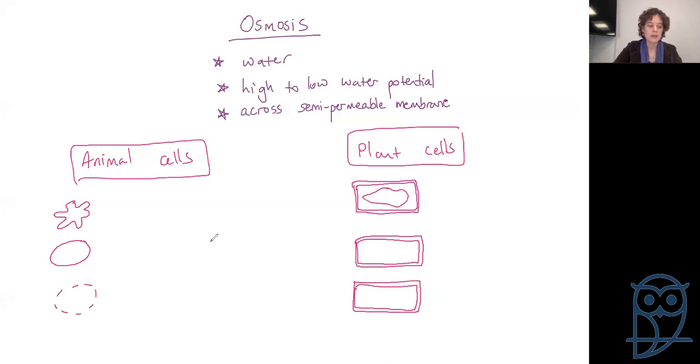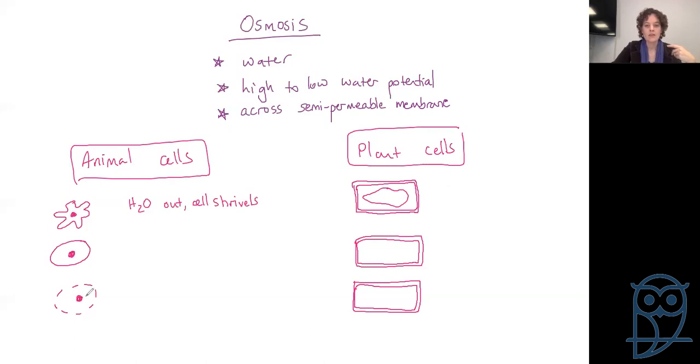So, animal cells, it's straightforward. If you have water potential that is higher on the inside of the cell, then the water is going to move out and the cell is going to shrivel. So H2O out, cell shrivels.